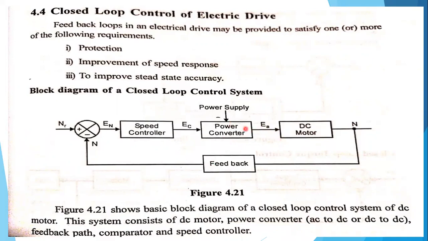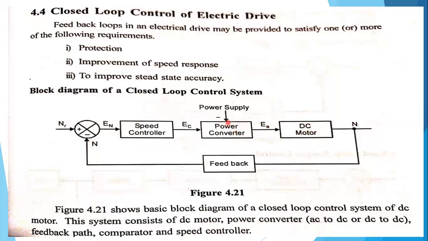This consists of a DC motor and a power converter. So what is the input of this motor? DC. That's why the power converter output must be DC. That means the power converter is a rectifier, that is an AC to DC converter, otherwise a chopper, that is a DC to DC converter. Because the input of the DC motor is DC only, the power converter must be either a rectifier or a DC to DC converter, that is called a chopper.